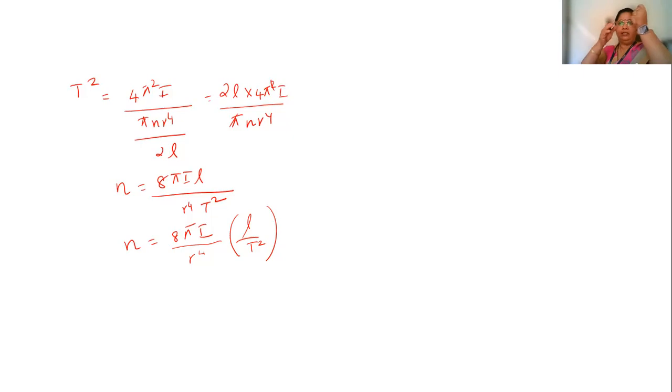So when I am suspending this pendulum like this, I can suspend it from here, or I may move it and suspend it from here, which means I can vary the length. And depending on the length, the time is also going to vary. So which means L and T square are both variables here. So the rigidity modulus is given by 8 pi I by r power 4 L by T square. This is the derivation for the torsion pendulum based on our syllabus.